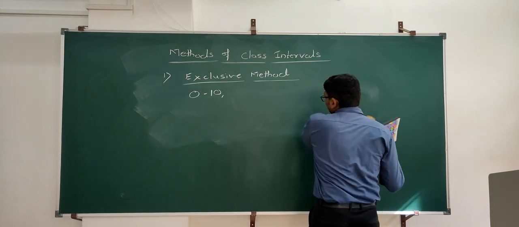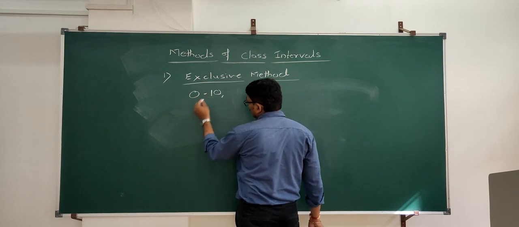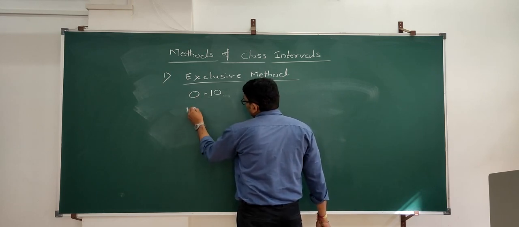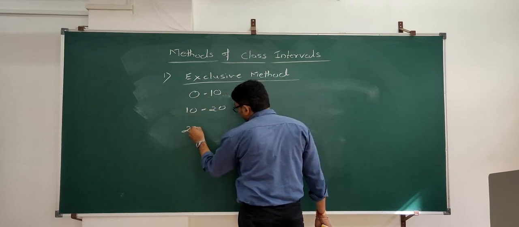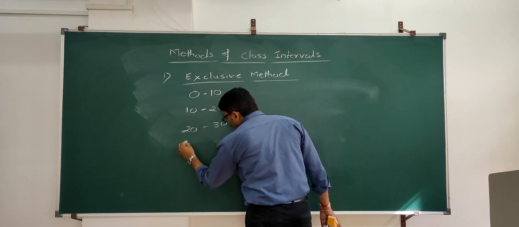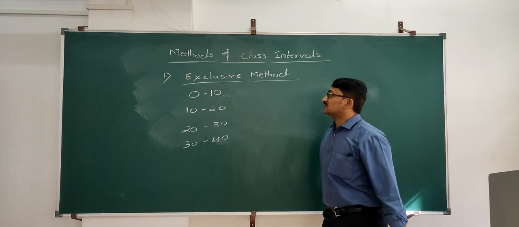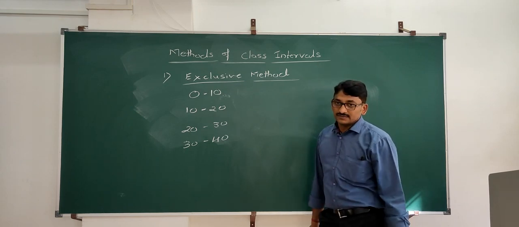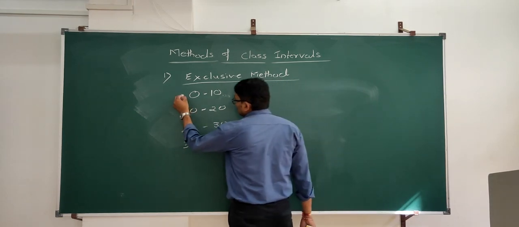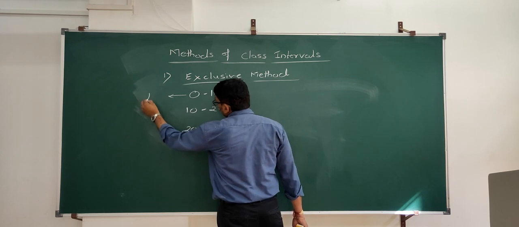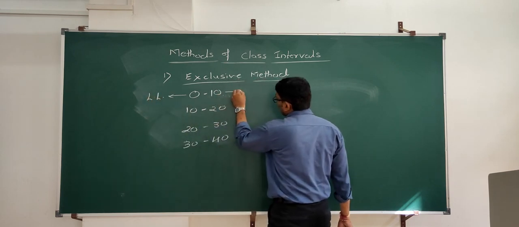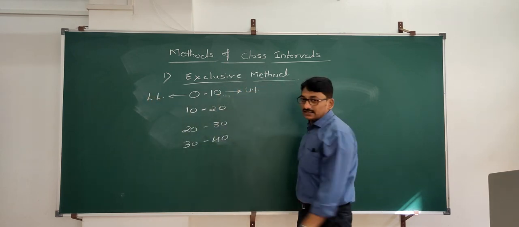I will write one by one and I will explain. 0 to 10, 10 to 20, 20 to 30. I will write one more, 30 to 40. Now see, all these are known as exclusive method class interval. In the first class interval, 0 is the lower limit, 10 is the upper limit, correct?